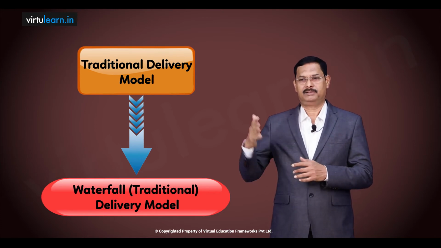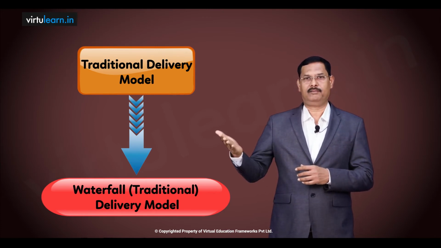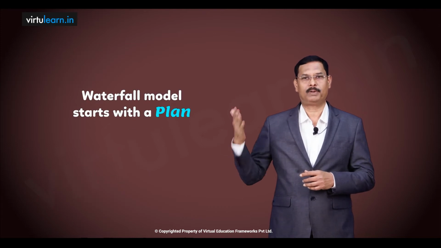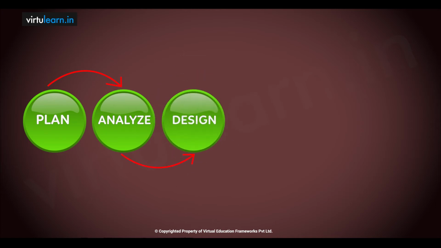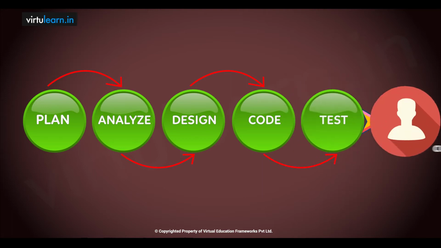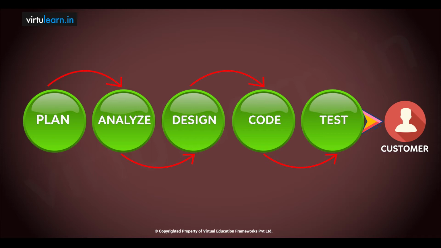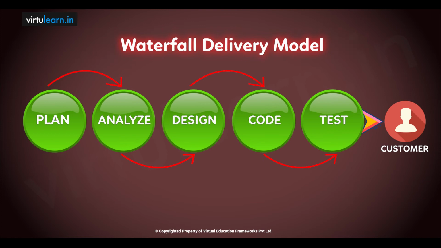Otherwise, we start the waterfall software development model with a plan. The plan consists of a bunch of features that we wanted to deliver. Then we analyze those features, we design those features, we code or implement those features, and at the end we test those features and deliver those to our customer. This is typically the sequence of software development lifecycle stages in the waterfall delivery model.